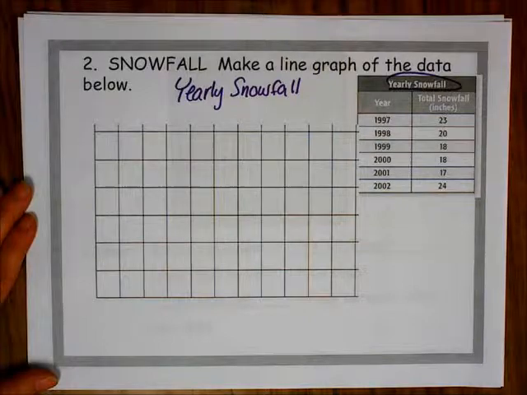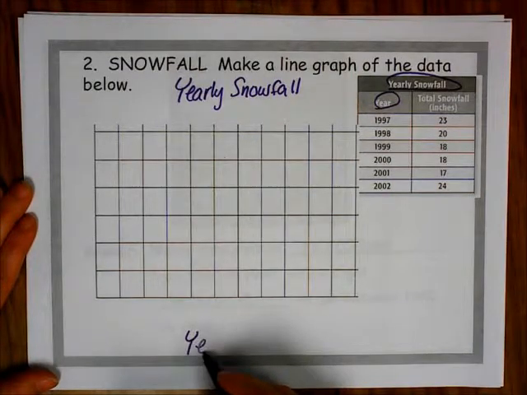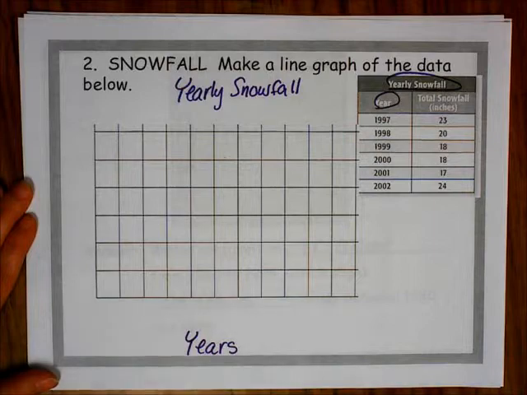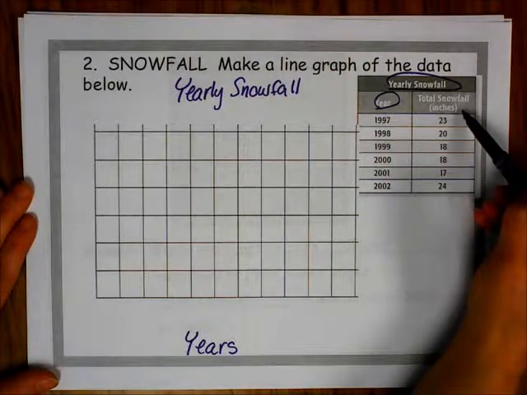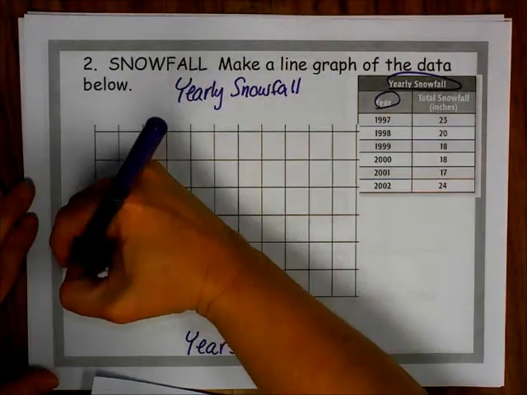Next, we need to label our x-axis, and that is always our unit of time. And the unit of time we're talking about is years. Then we need to label our y-axis, and we're measuring total snowfall in inches. Don't forget to include inches.